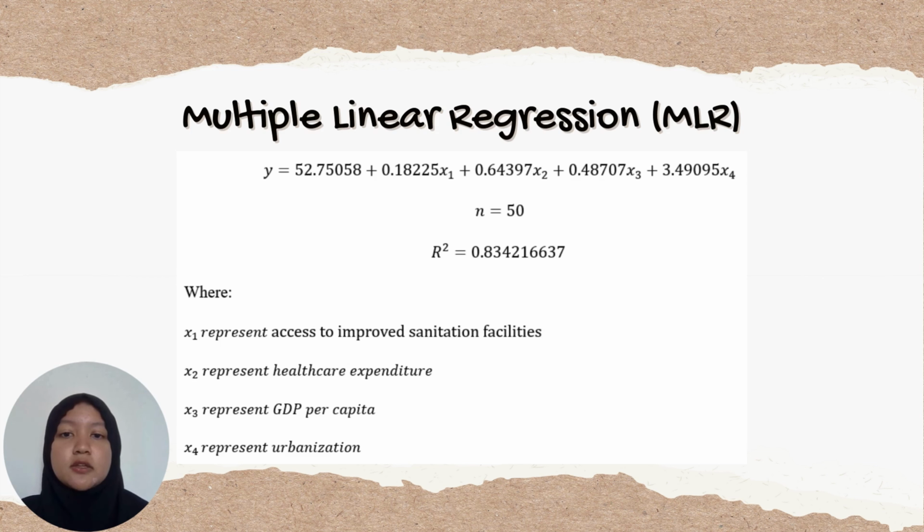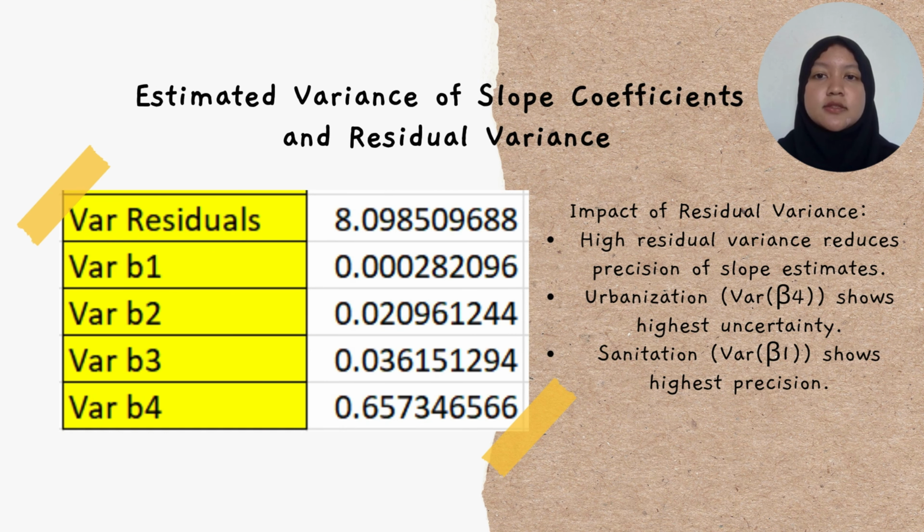The R-square value indicates that the model explains 83.42% of the variance in life expectancy. The residual variance, 8.1, reflects the variability in life expectancy that the model cannot explain. This impacts the precision of the slope coefficient. Sanitation has the smallest variance at 0.00028, indicating high confidence in its effect.